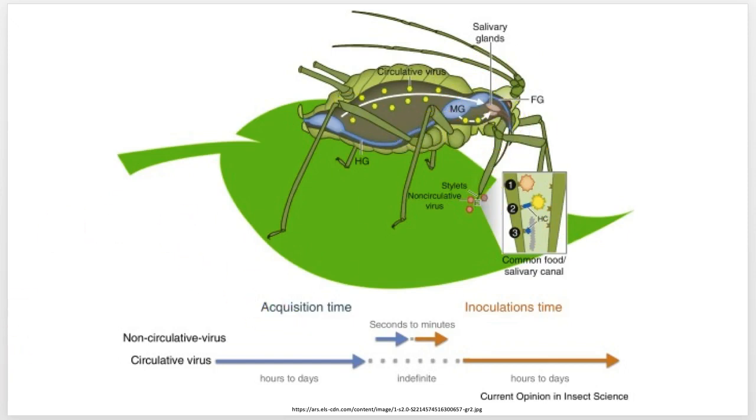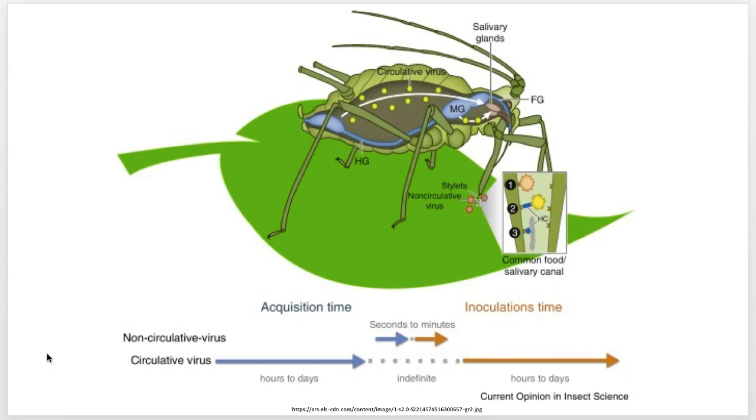I have a few of these pictures, okay? This one, the quality is a little lower, but it talks about, as a vector, I like this down here because I want to emphasize this big idea that you can either have circulative or non-circulative viruses.